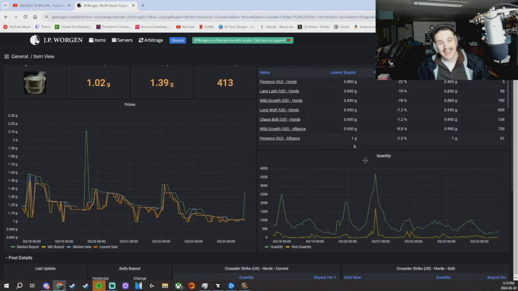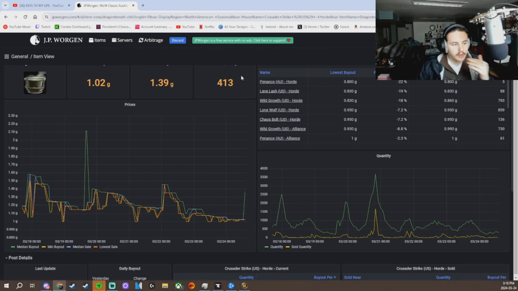So you're seeing the supply and demand. There's only 413 on the marketplace right now on Crusader Strike, but people need to get their raids done still, and they're getting their alt characters done. People need to finish raids on every single one of their characters, right? They're trying to raid log.